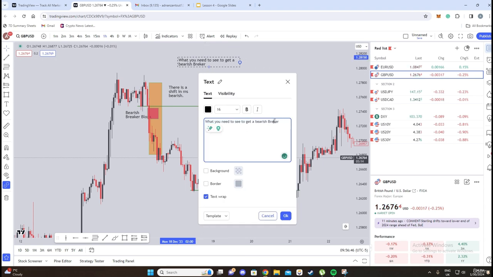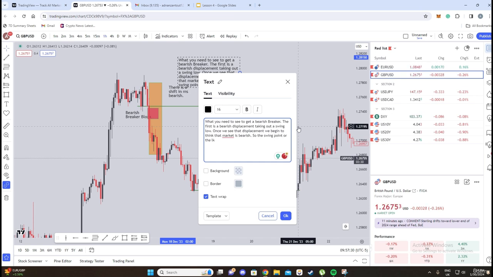To get a bearish breaker, first is a bearish displacement taking out a swing low. Once we see that displacement, we begin to think that market is bearish. Am I right? Yes, market is bearish.